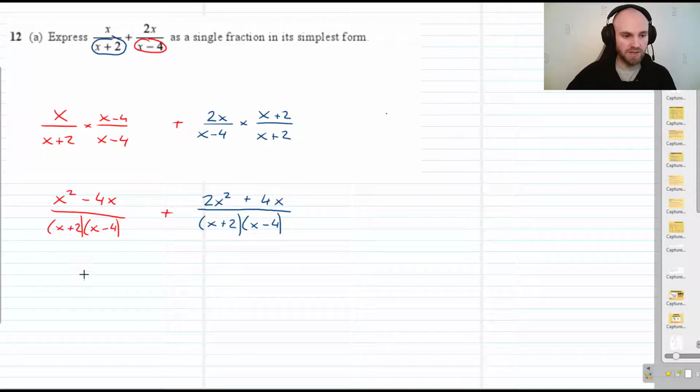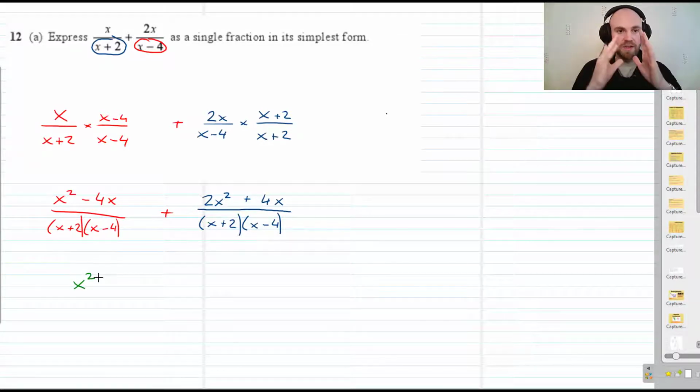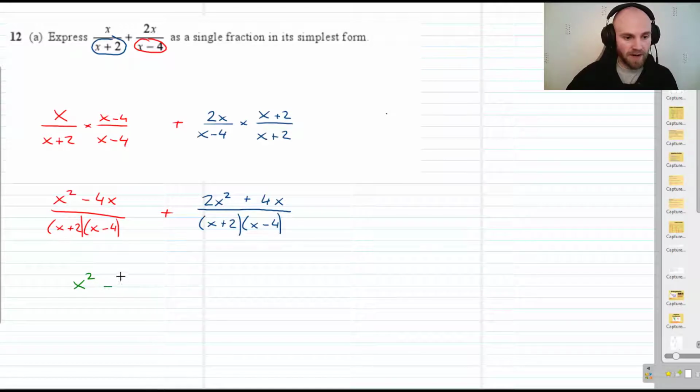What we can now do, if I just change this to green, well, we can put the whole thing together. We have this x squared minus 4x plus 2x squared plus 4x. And this is all going to just be over x plus 2, x minus 4.